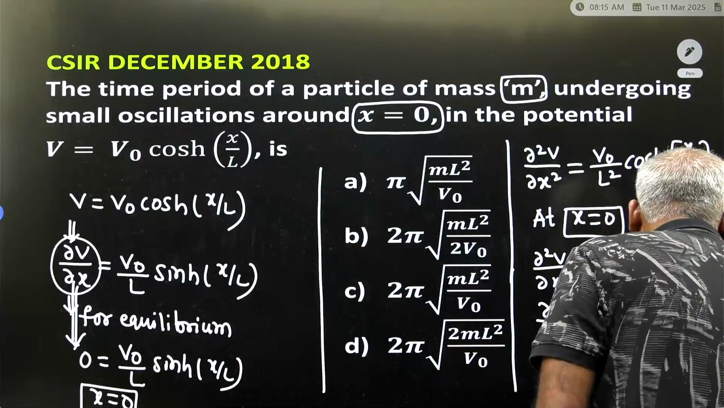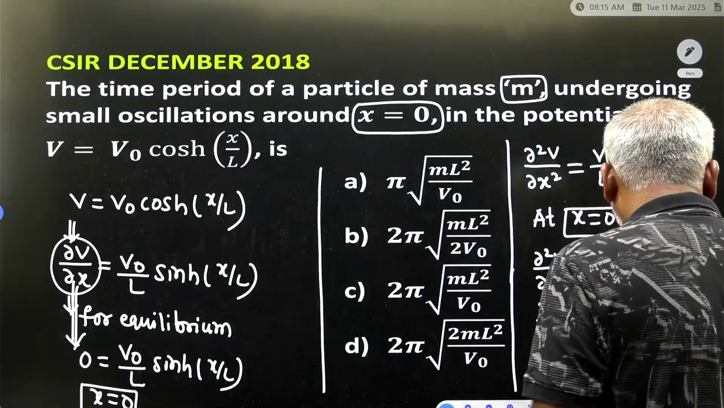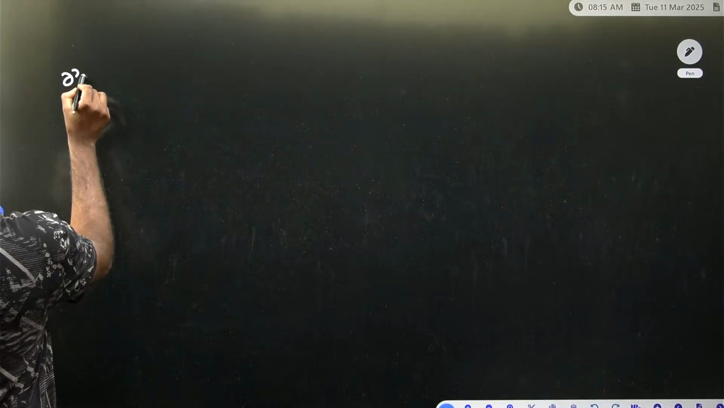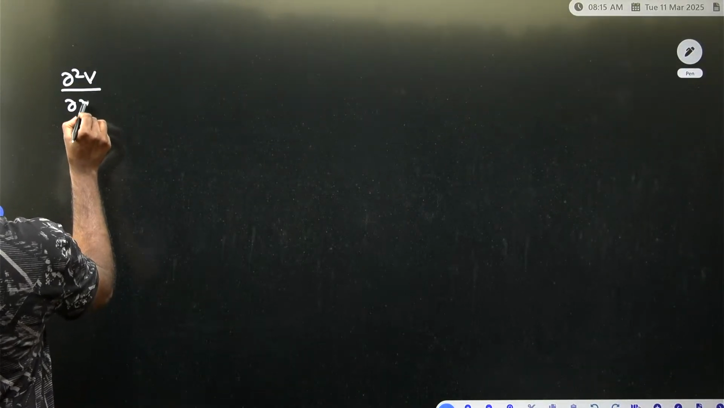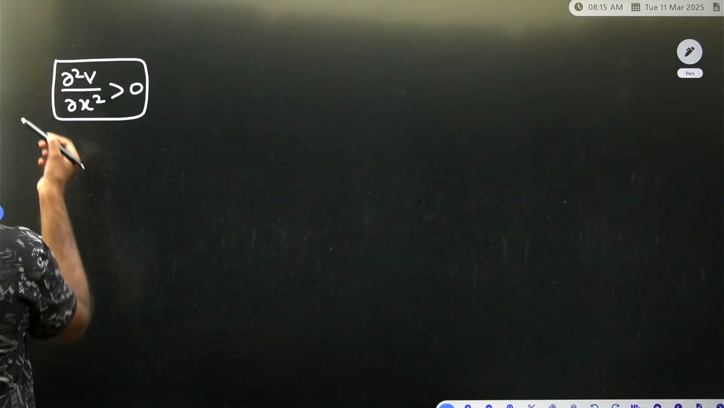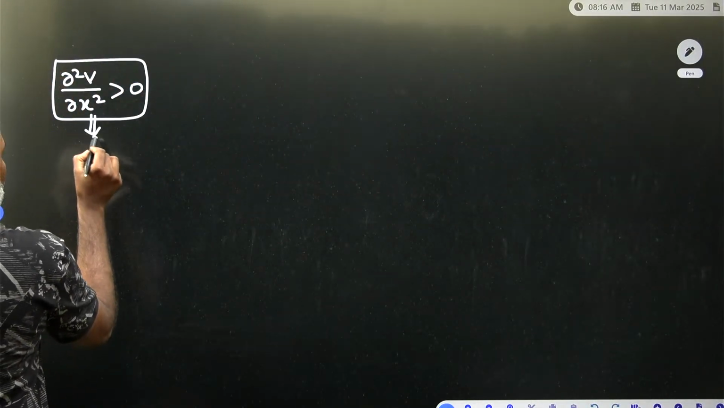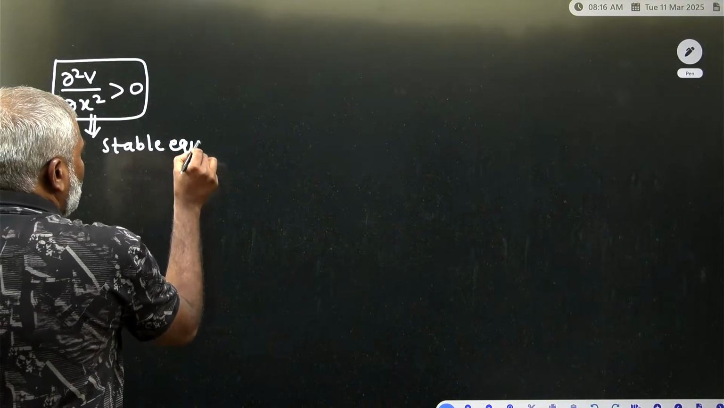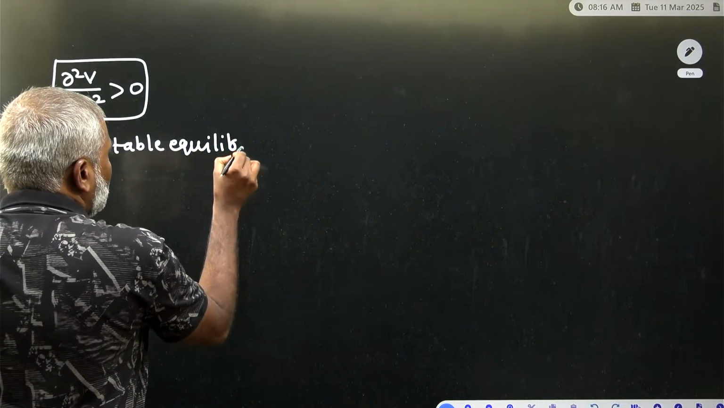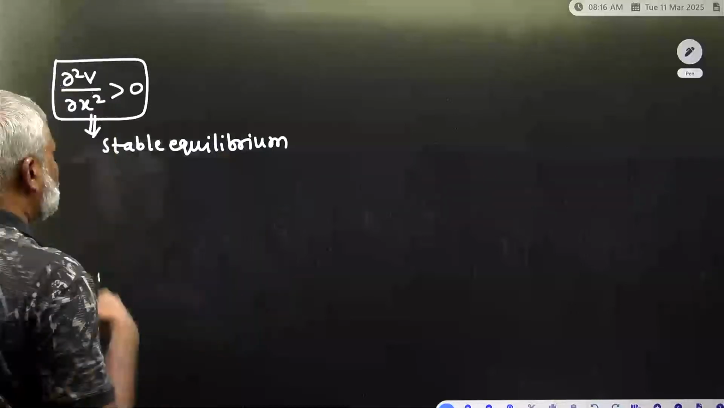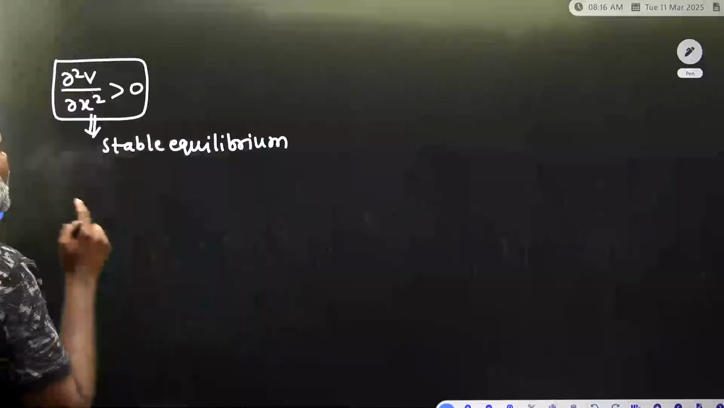This is a positive value. If it is a positive value, we write ∂²V/∂x² is greater than 0. If ∂²V/∂x² is greater than 0, that equilibrium we call a stable equilibrium. What is the condition for the stable equilibrium? ∂²V/∂x² greater than 0. That is the condition for the stable equilibrium.